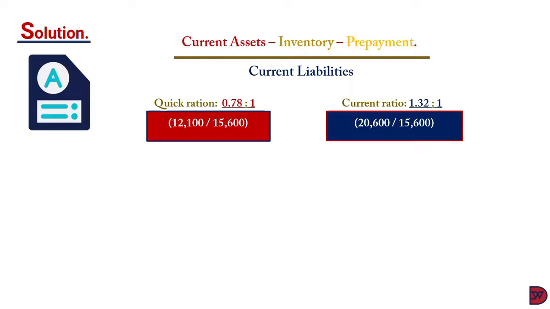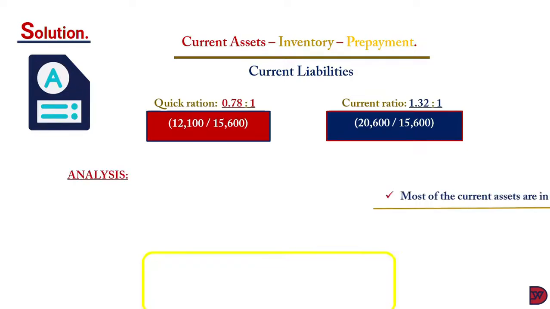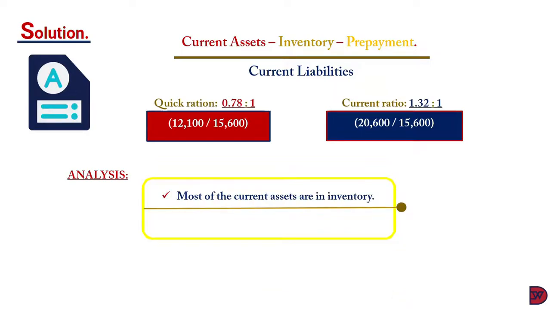Now, there's a difference here. The difference is somewhat big. And when we analyze this, it means that most of the business's current assets are in inventory. So it can be interpreted to mean the business is facing distress.